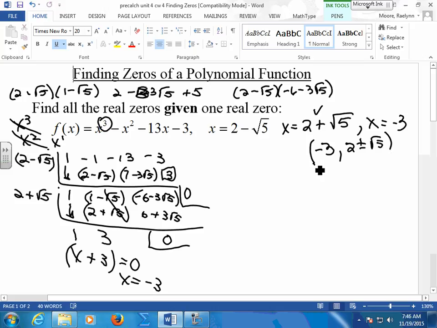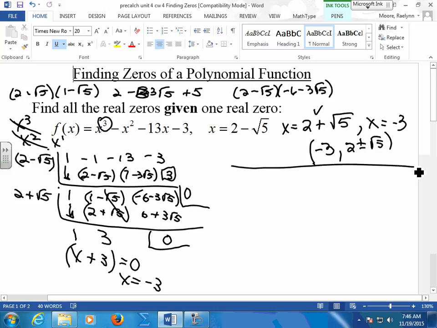altogether. Yes. Why did you do x equals 2 plus square root of 5? Because that's another root that we know of. Okay. That's a root that we know of. I give you one root. You have to keep synthetically dividing until you find all the roots. Okay? Now, that's your synthetic division way.